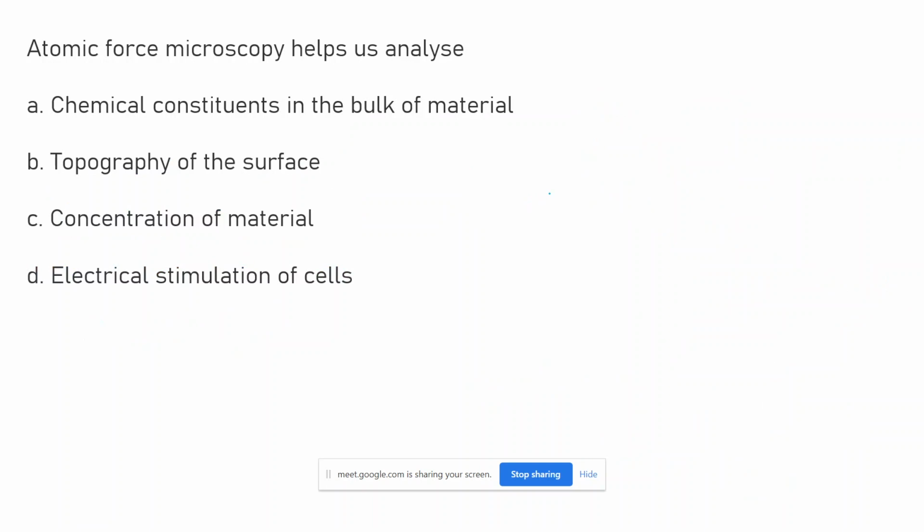Now moving on to the next question. Atomic force microscopy helps us to analyze: first, chemical constituents in the bulk of material; second, topography of the surface; third, concentration of material; fourth, electrical stimulation of cells. So if you know the answer, you can mention it in the chat box.